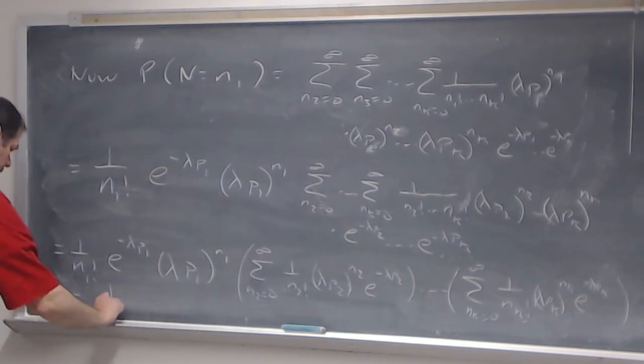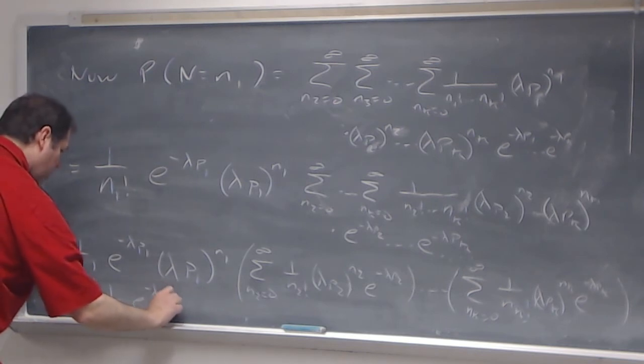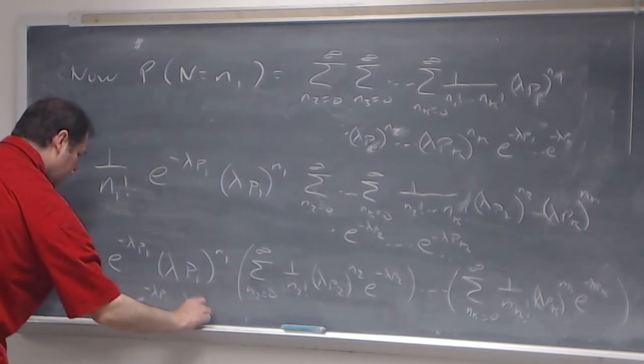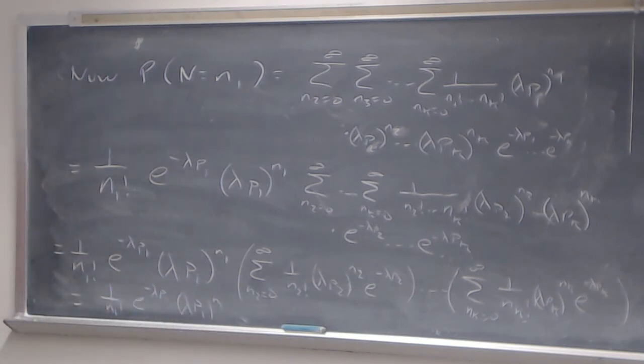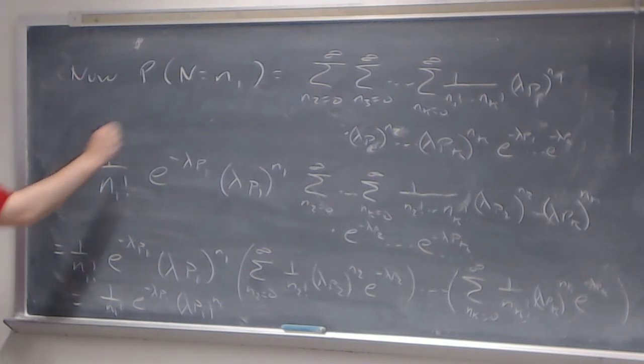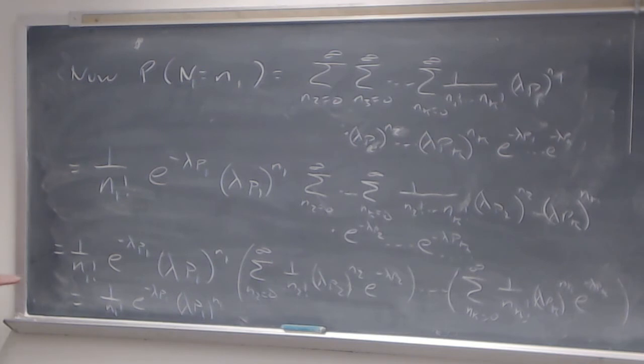So our answer is 1 over n sub 1 factorial e to the minus lambda p sub 1, lambda p sub 1 to the n sub 1. And that's what we get for the PMF of, it should have said n sub 1. Gosh, what a mistake. Okay, that's what we get for the PMF of the random variable n sub 1. And this PMF is Poisson, with parameter lambda p sub 1.